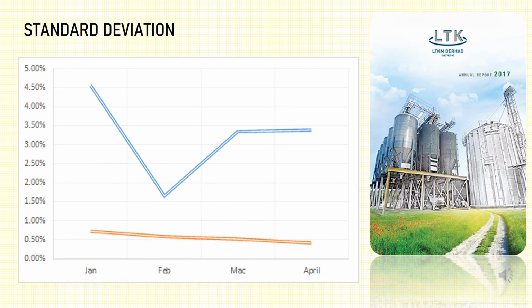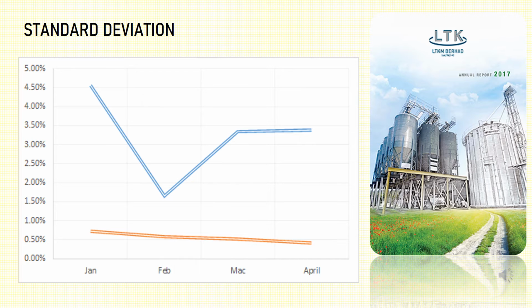This is the graph of standard deviation in LTKM Berhad. The standard deviation chart for LTKM Berhad shows that the stock decreased from 4.50% in January to 1.65% in February. In March, the stock then rose to 3.33% and slowly rose to 3.37% until April.